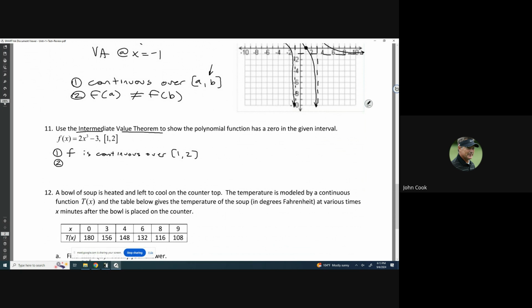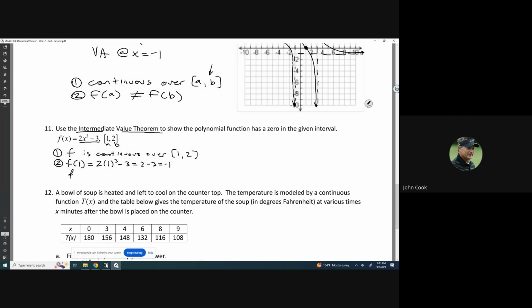Number 2, I need to show that f of a is not equal to f of b. So for this, I need to show some work. Here's my a value and here's my b value. I'm going to plug them in. So f of a is f of 1. Let's see what happens when I plug that into this function over here. I get 2 times 1 to the 3rd minus 3. So that's 2 minus 3, which is -1.